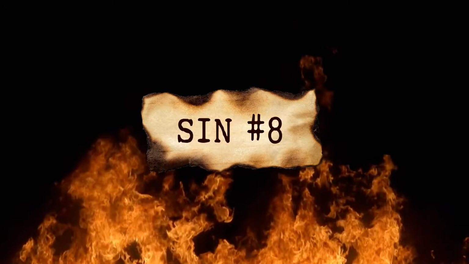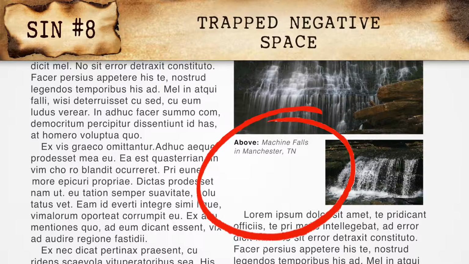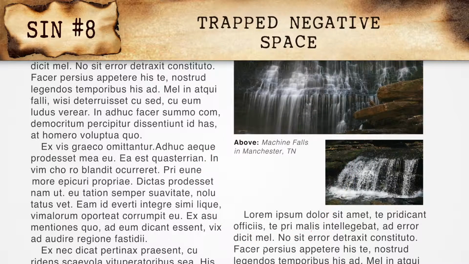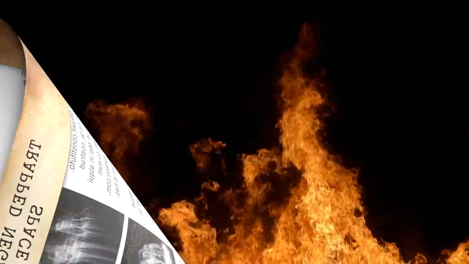Sin number 8. Trapped negative space. Trapped space is a puddle of negative space landlocked inside of the layout. It's like a bubble that can't escape, and it draws attention away from other layout items. Push extra negative space to the outside edges of your layout.